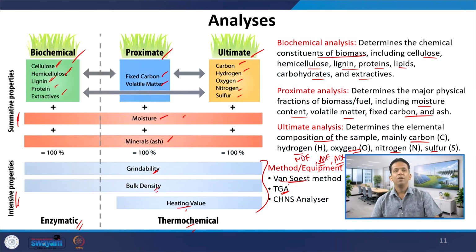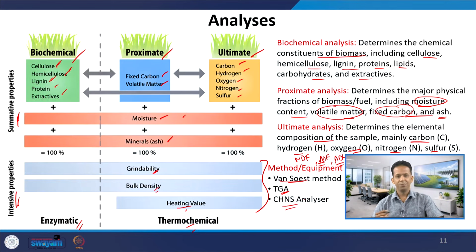TGA is called a thermogravimetric analyzer. The name of the equipment is thermogravimetric analyzer and the process is called thermogravimetric analysis. Based on the mass loss of the biomass sample, first moisture is released, then volatile matter is released, then fixed carbon is released, and finally the remaining is ash. So we get the proximate analysis.